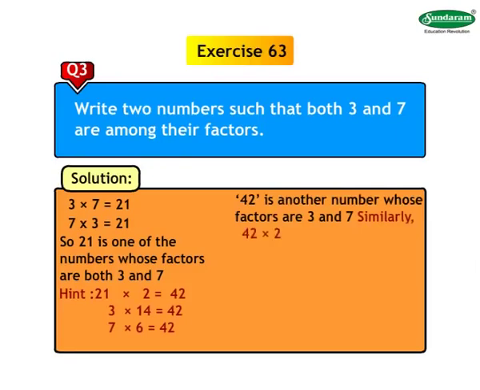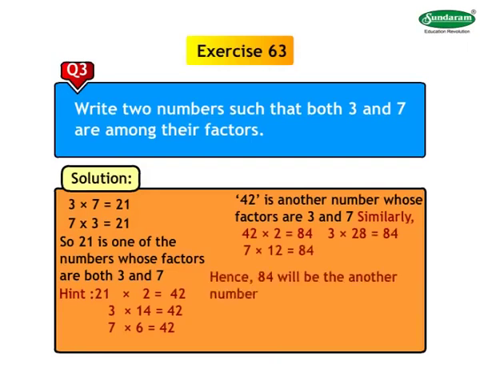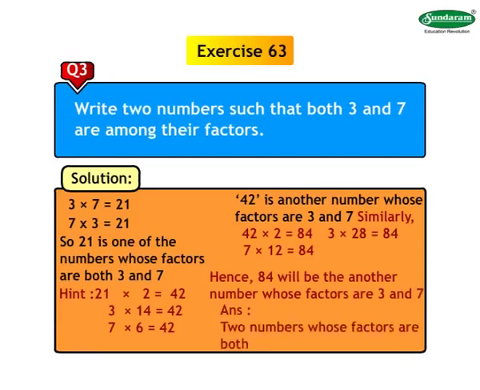Similarly, 42 into 2 is equal to 84. And 3 into 28 is equal to 84. 7 into 12 is equal to 84. Hence, 84 will be the number whose factors are 3 and 7 and so on. Hence, answer is two numbers whose factors are both 3 and 7 are 21, 42.